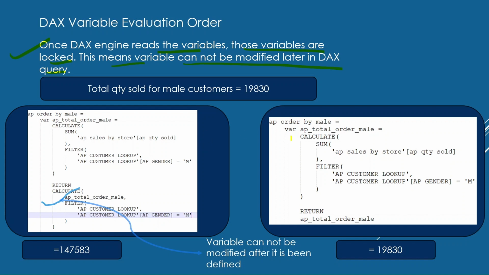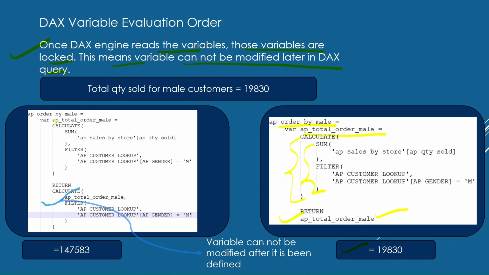We can see here a measure name, and here we are just defining a variable. The variable name is AP total order mail. Here we are putting an expression. It is calculating the total quantity sold to the male customer, and here we are just returning it. This will work and give the expected output based on this expression.